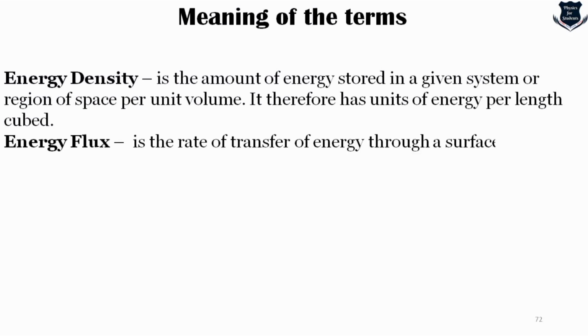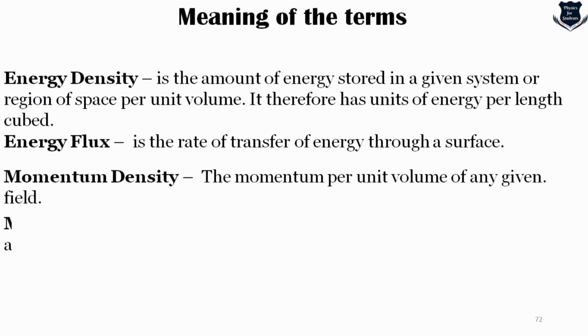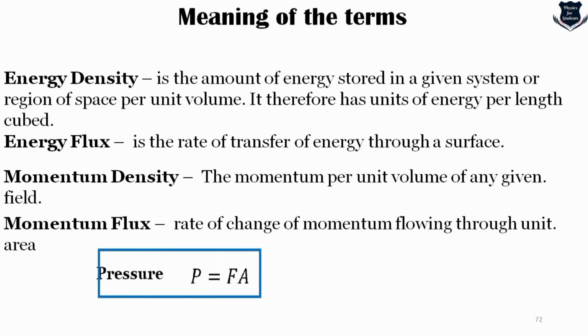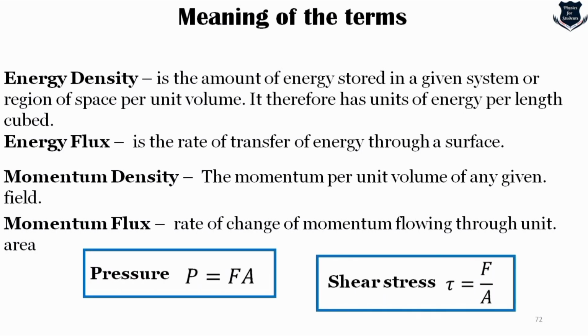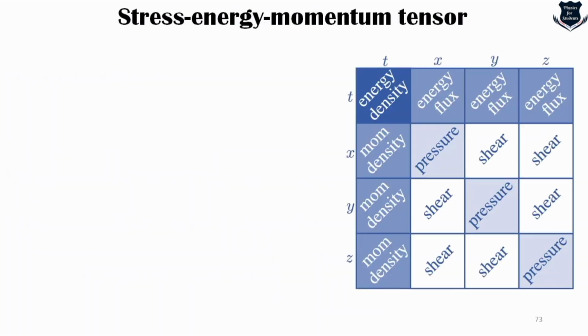So this is energy density. You can call it the amount of energy stored per given space. Energy flux is the rate of transfer. We got momentum density, we got momentum flux, the pressure and the shear stress. Momentum density is the momentum per unit volume. Momentum flux is the rate of change of momentum flowing through unit area. This is the pressure and the shear stress. So these are the meanings of the terms.